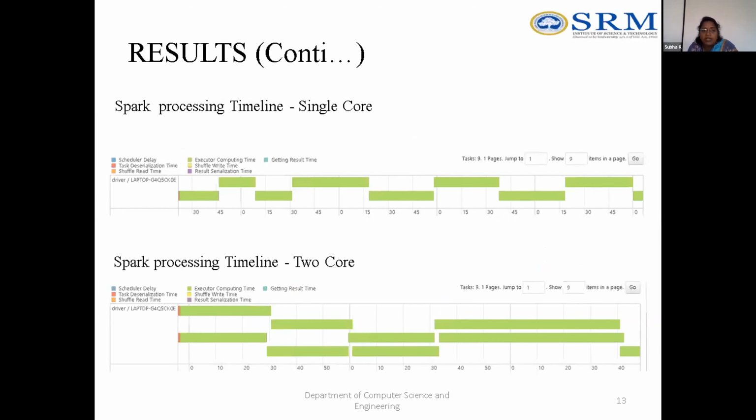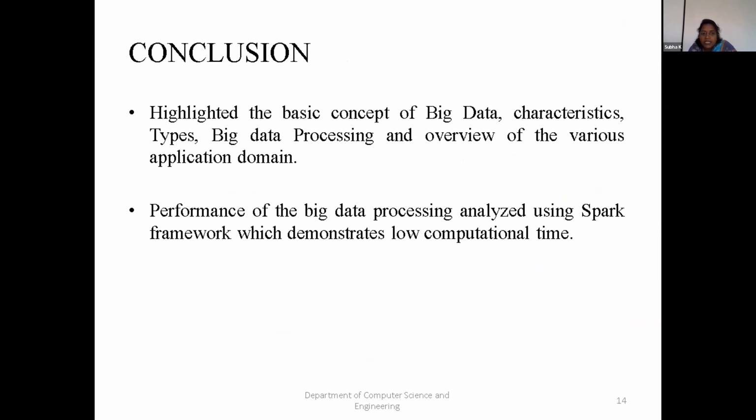Continuing from the previous one, you can see that if I run the application with a single core, at any point of time only one task is executed, in a sequential manner. At the same time, in parallel processing, when running the application on 2 cores, parallel processing is achieved and the processing time is reduced by half compared to the single core.